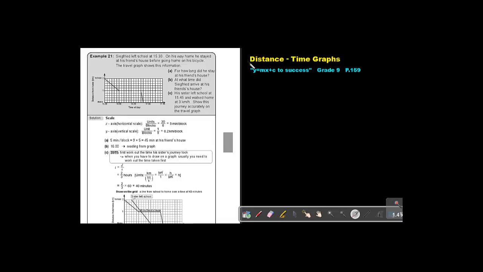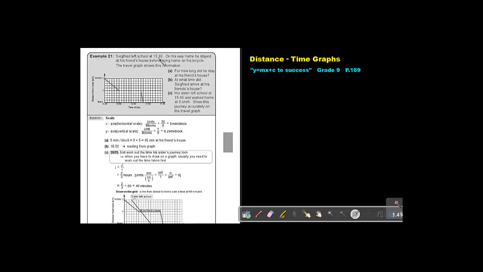Part 17. We are going to continue with distance time graphs. You will find this on page 159 in the Namibian Mathematics Grade 9 textbook, y equals mx plus c to success. Let's look at example 21.